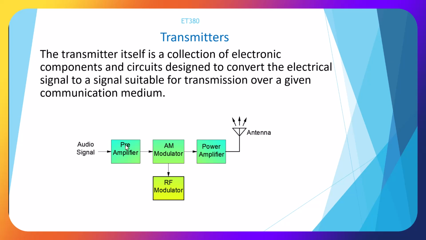Here we have a basic AM transmitter. So we have an audio signal, preamplifier, AM modulator, which takes our intelligence and puts it on a modulated signal, and a power amplifier, and then an antenna which transmits.